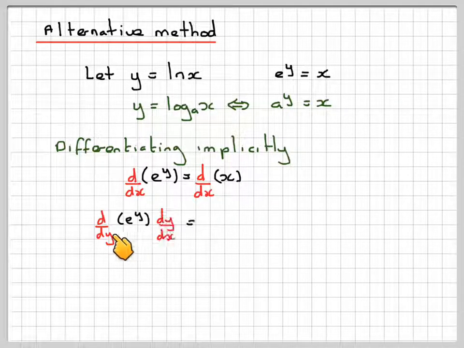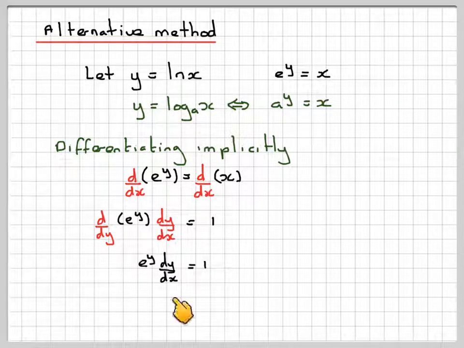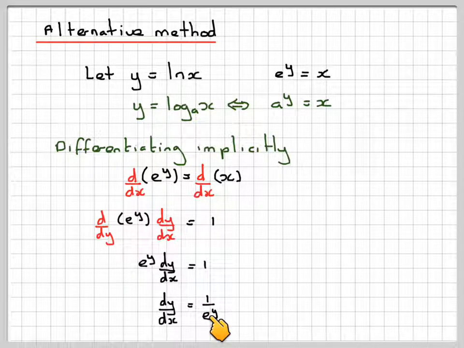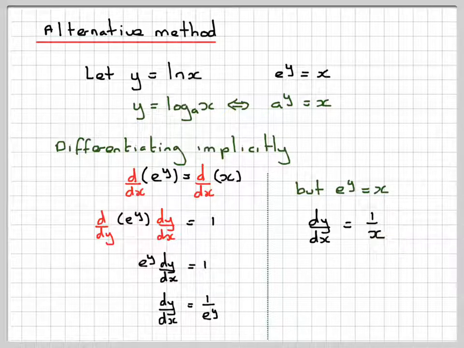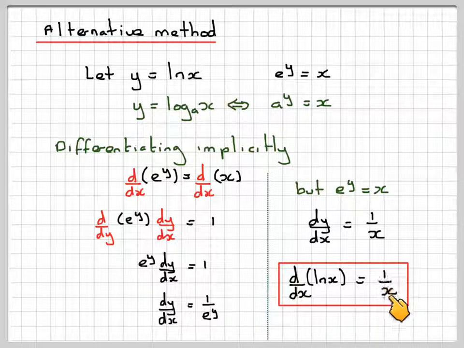We know that this bit here will become d/dy of e to the y times dy by dx, and the derivative of x with respect to x is 1. Now if you differentiate this, you just get itself times dy by dx, which is equal to 1. We want to find dy by dx, so dy by dx is 1 over e to the y. Except we know that e to the y is equal to x, and therefore dy by dx is equal to 1 over x. And again we come up with the idea that d/dx of ln of x is 1 over x.